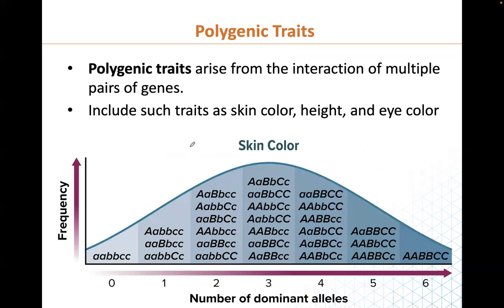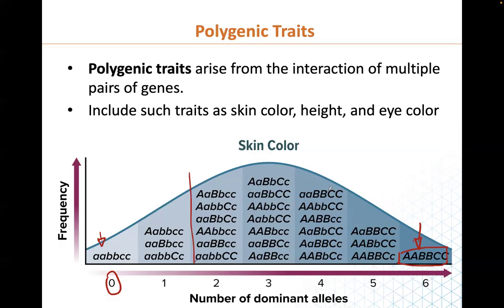Now let's talk about polygenic traits. Polygenic traits arise from the interaction of multiple pairs of genes, meaning we have multiple genes responsible for the trait. A good example is skin color, height, or eye color. This is the number of dominant alleles, and this is the frequency. The more dominant alleles you have, the more melanin you're going to have. This person doesn't have any dominant alleles, so the number is 0, and has lighter skin. These people have all dominant alleles, so they have darker skin, more melanin.